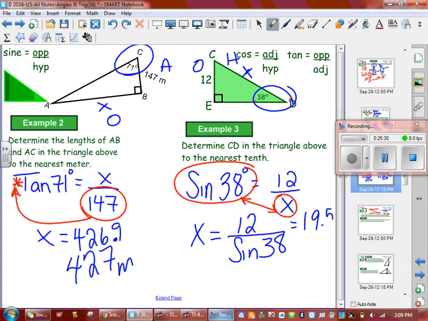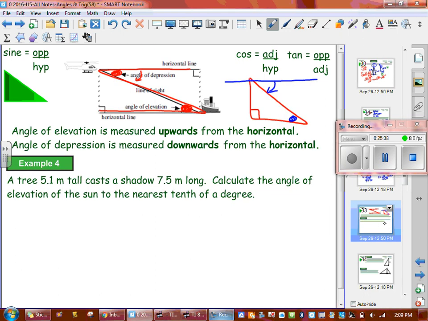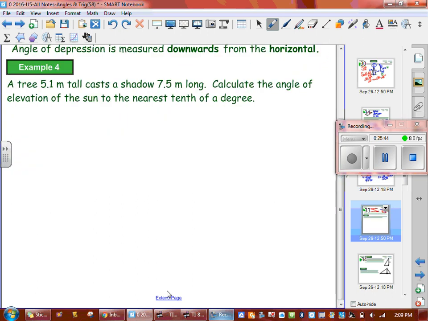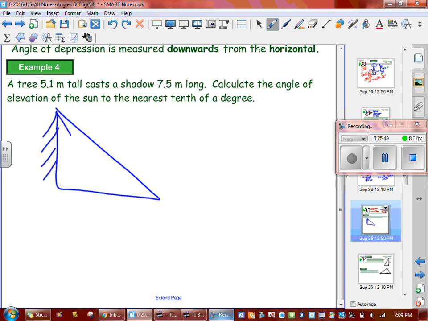Moving on, we discussed angles of depression and angles of elevation earlier. Let's take a look at how you drew the triangle. So we've got our tree. Here's our tree, and it's casting a shadow. It's 5.1 meters tall, casting a shadow 7.5 meters long. The shadow is always on the ground. It is never in the air diagonally. A lot think the shadow is the diagonal line. It is always on the bottom.